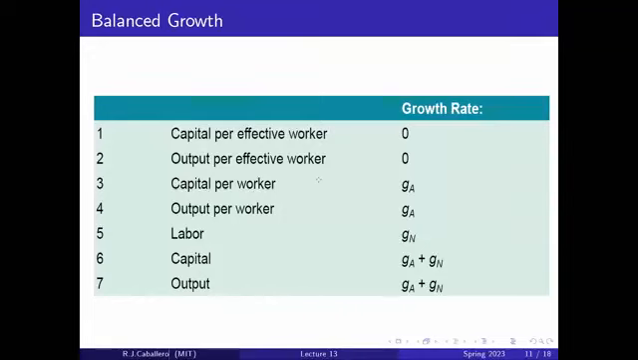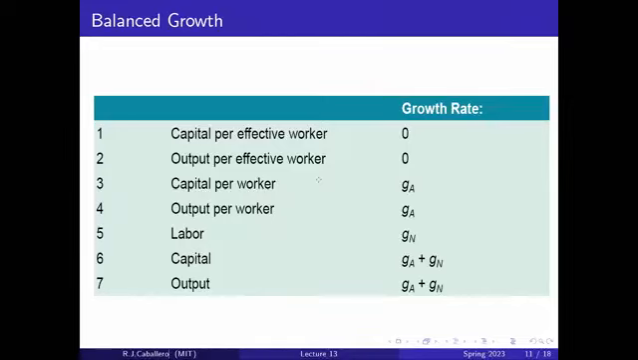Labor, well, labor is exogenous. We're saying population is growing at the rate N, that's given. What about capital and output? Well, claim capital and output are growing at the rate GA plus GN.